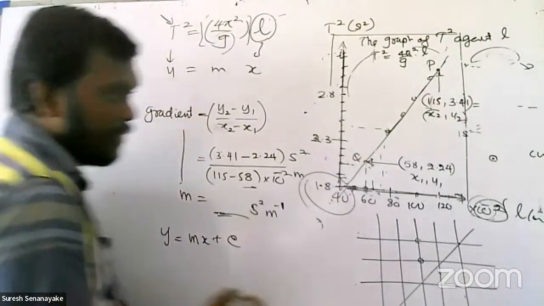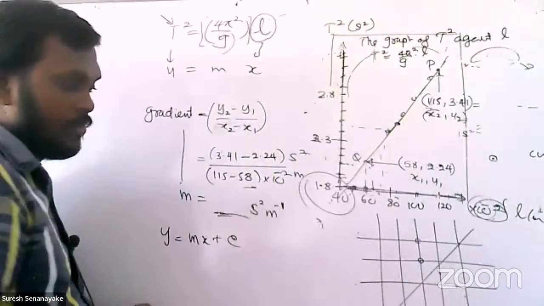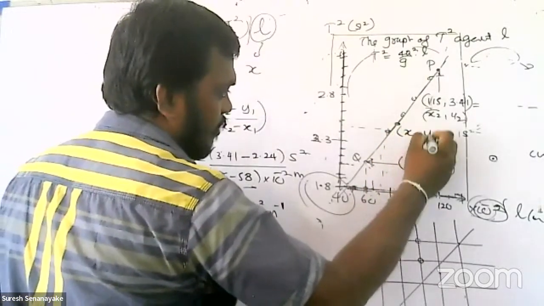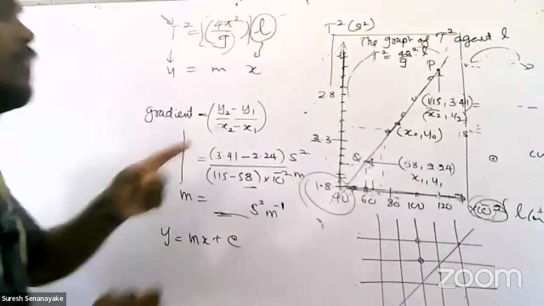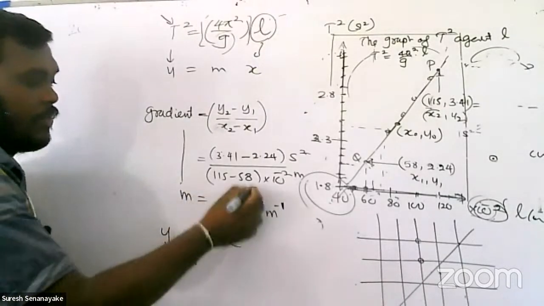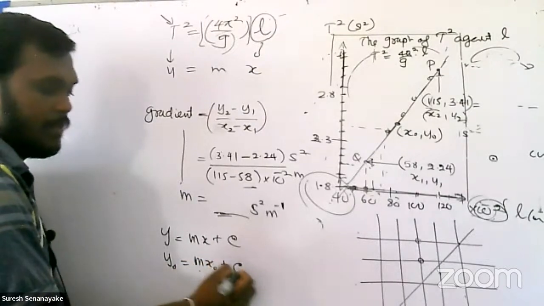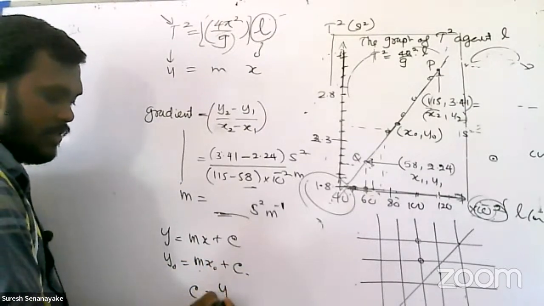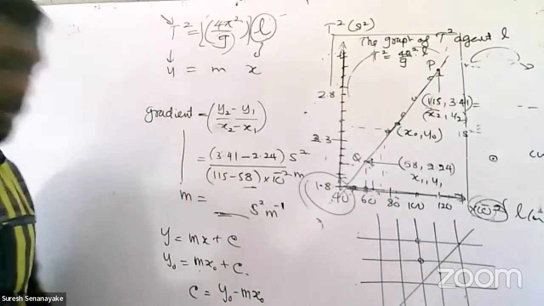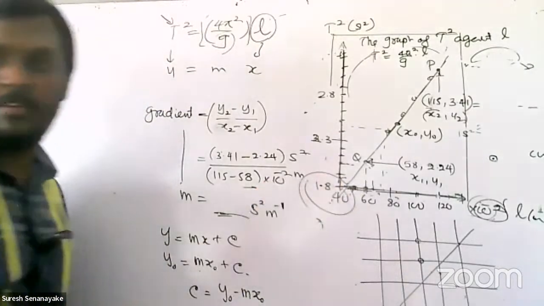Then choose another point on the graph, which is not the data you chose to draw the graph. Let's say it is x0 and y0. These two values you substitute in this equation, the y0 value, the gradient you already calculated, and x0. Then you can calculate c. So c equals y0 minus m x0. This is the way you calculate the intercept. You cannot directly take it from here because it's not 0, 0.